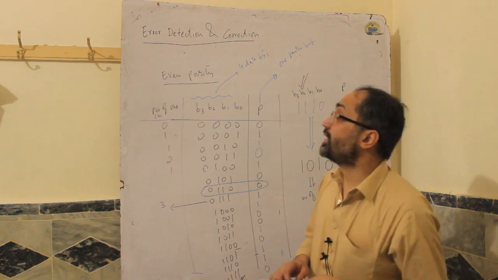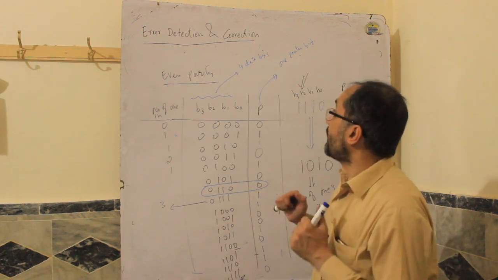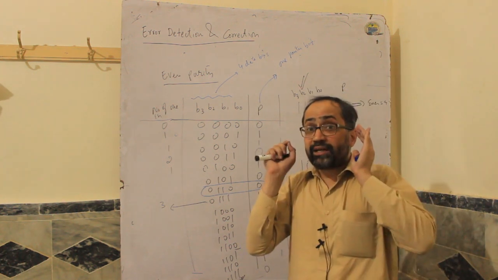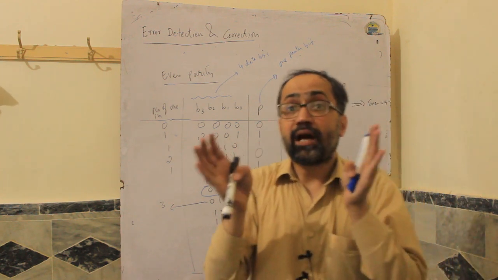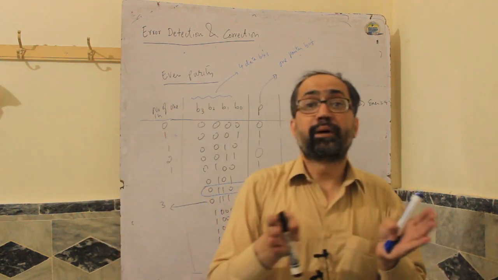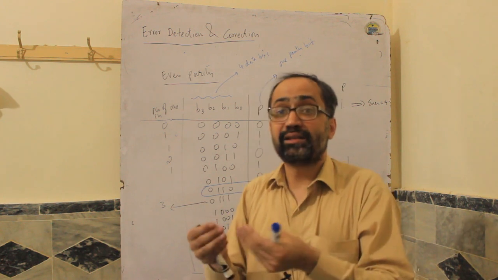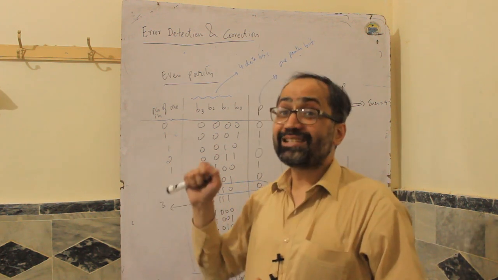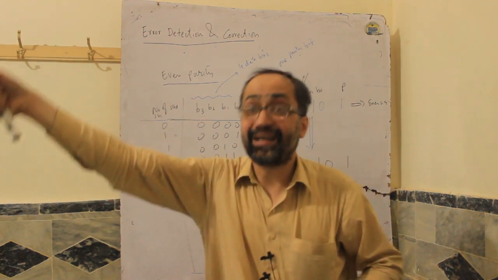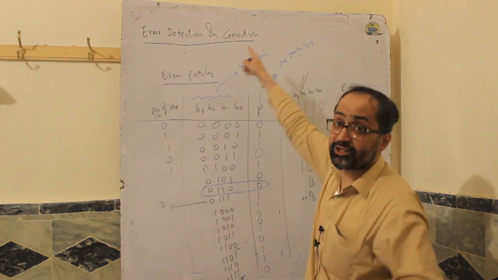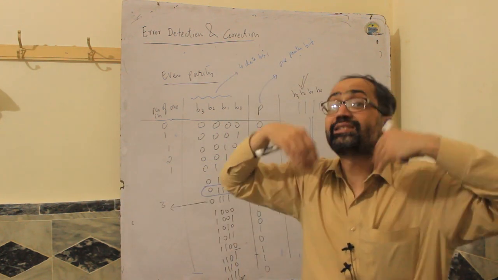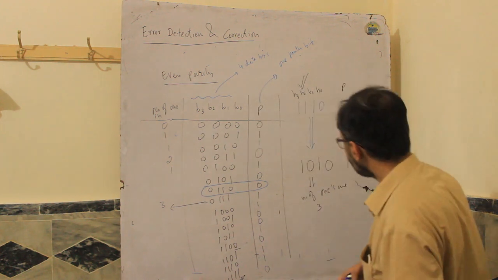So this is called error detection and correction. The error will be detected by the receiver by counting the number of ones. If the number of ones received by the receiver is odd, it will ask the transmitter to retransmit the data.